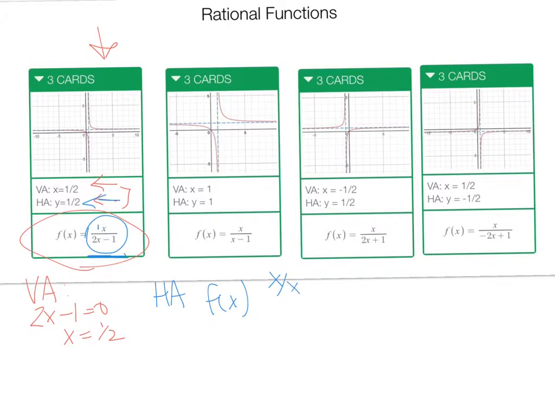So x over x, and then 2x over x minus 1 over x. On the top I end up with a 1, and on the bottom I end up with a 2 minus 1 over x. And as x gets very, very big, like goes to infinity, then this term will go to 0. And then our horizontal asymptote is what's left. So 2 minus 0 on the bottom and a 1 on the top. So our horizontal asymptote will be 1 over 2.